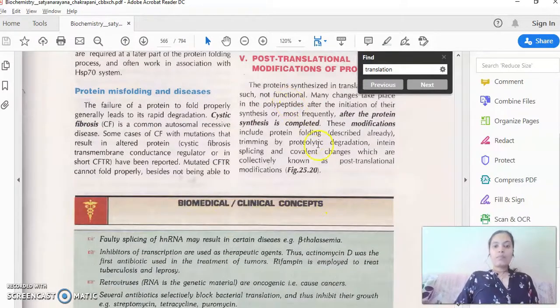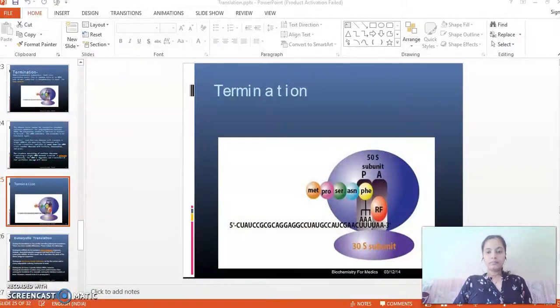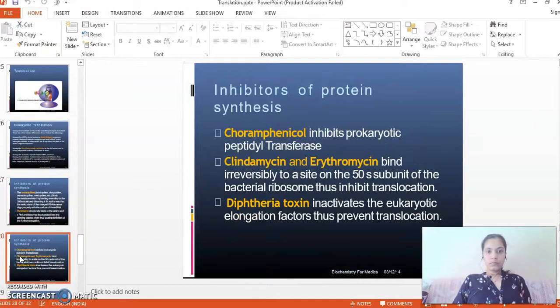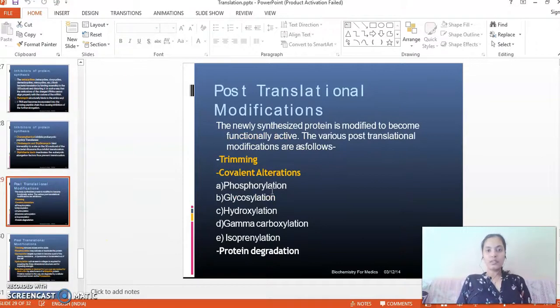Next is post-translational modifications. So these are the inhibitors which we saw. Another example is also clindamycin, which binds to the 50S subunit. So these are the post-translational modifications.